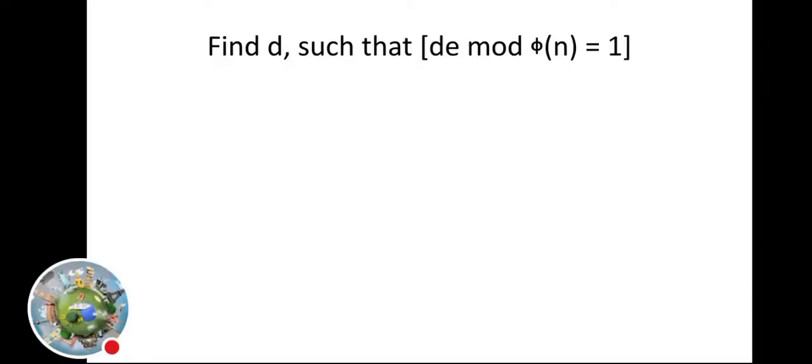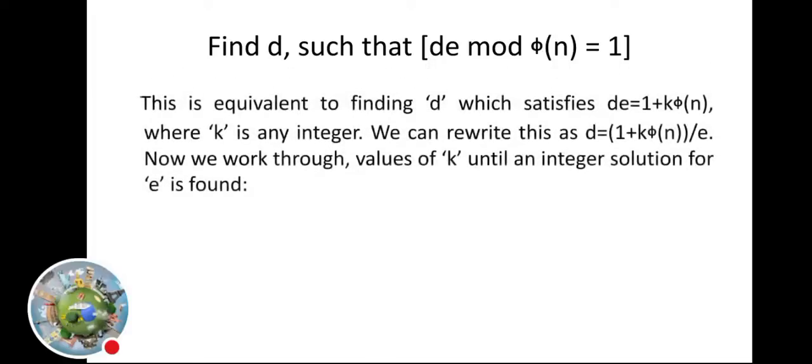Find the d. I gave the formula there also. D into e mod pi of n is equals to 1. Or you can use this statement. This is equivalent to finding d which satisfies d equals to 1 plus k into pi of n, where k is any integer. We can rewrite this as d equals to 1 plus k into pi of n divided by e. Now we work through values of k until an integer solution for d is found.